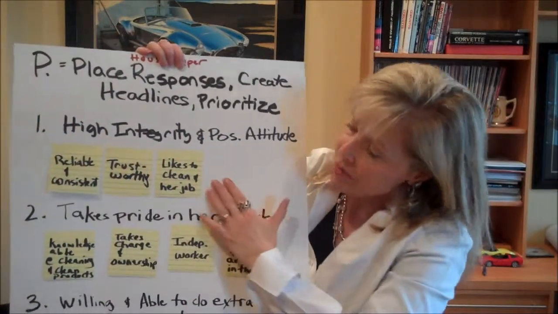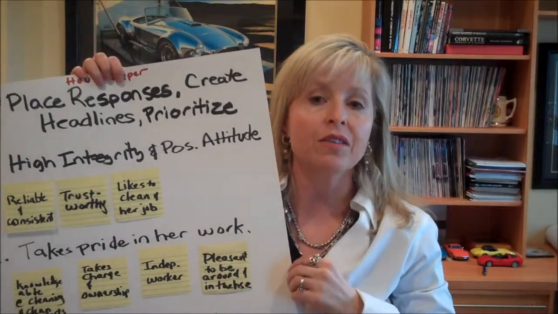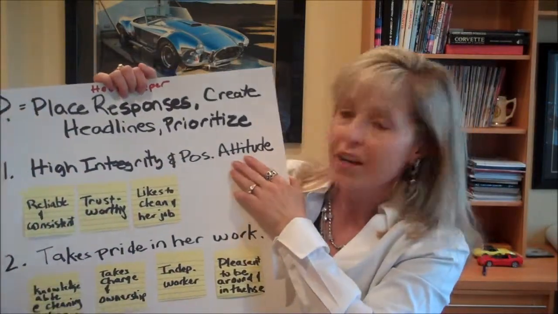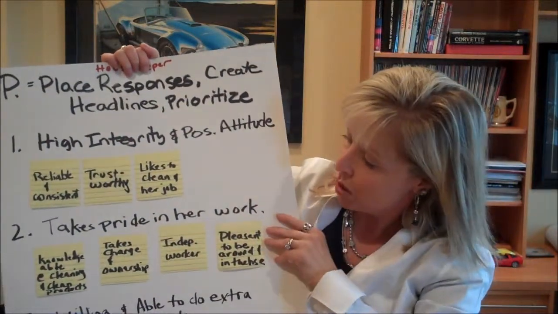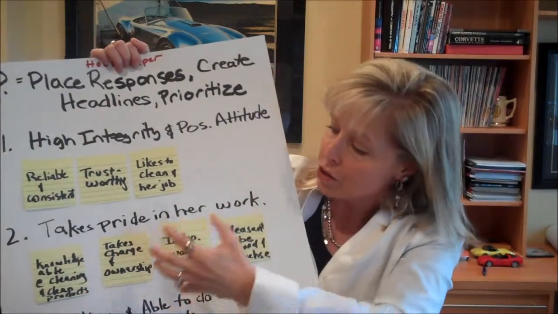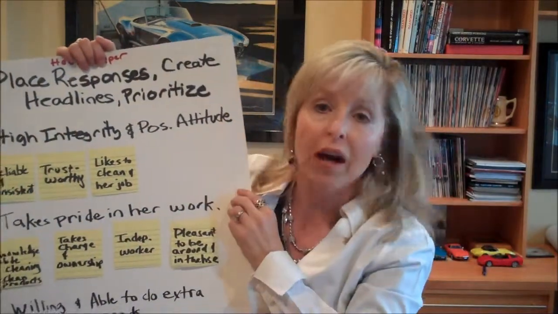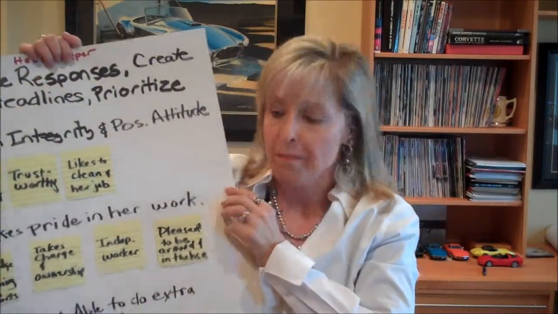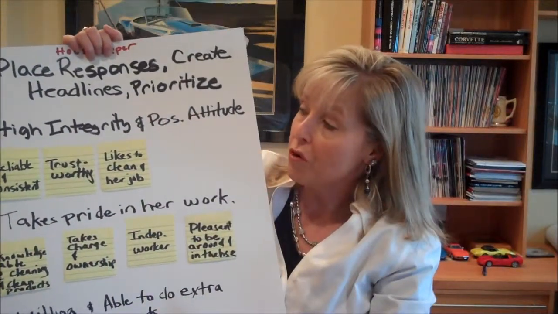And then I read them and I say, well, what is a headline or a summary statement that would succinctly describe this category? And so it is high integrity and positive attitude. That's a headline that would describe what I'm looking for. Second one was about the cleaning, knowledgeable, independent, takes ownership, so takes pride in their work. So I really want someone who takes pride in their work. And then thirdly was around the errands. So I have my 3, you could call these my 3 performance expectations.